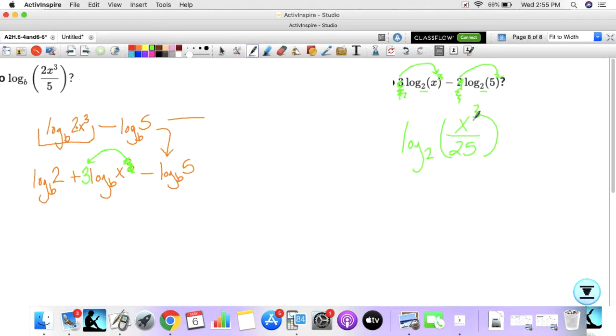Then I should look and see, can I simplify this any further? Now, if this had a 5 in front, then I could simplify it, right? I could divide both parts by 5 since it's a monomial over a monomial.